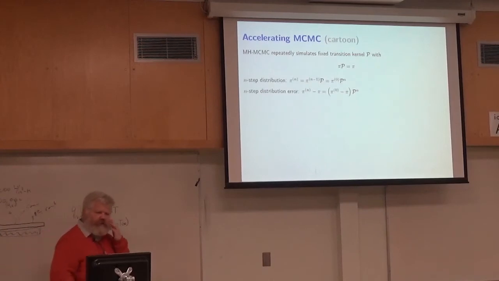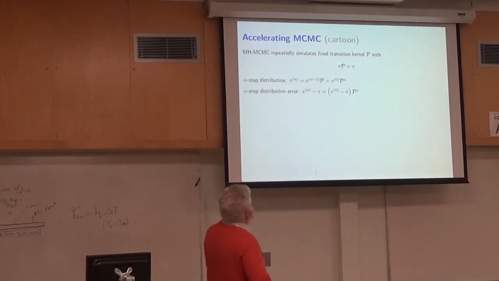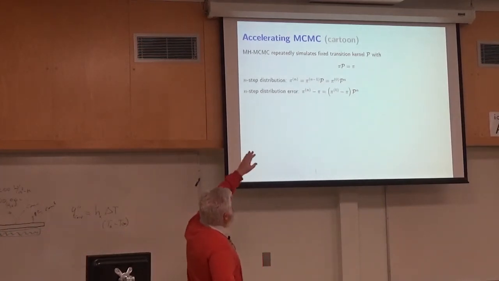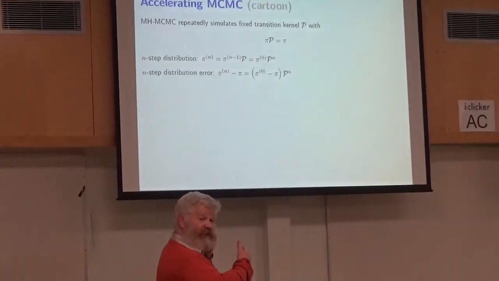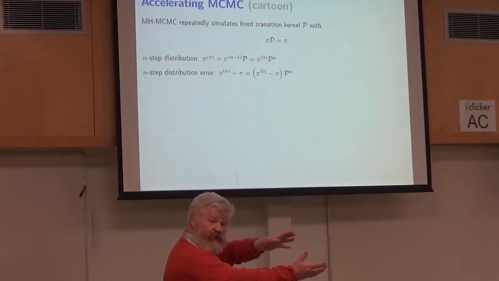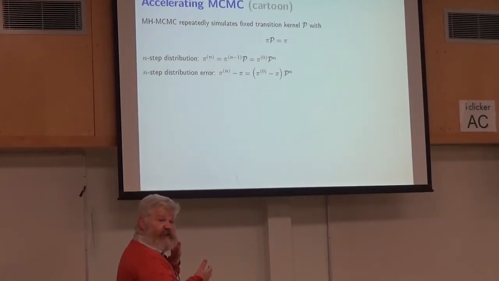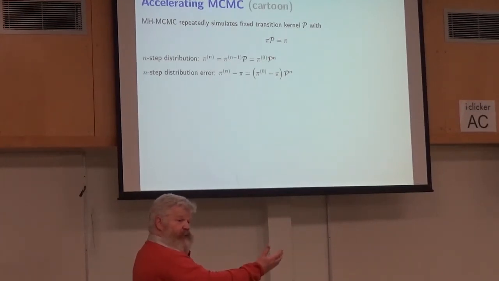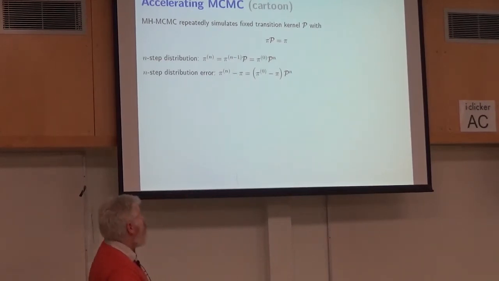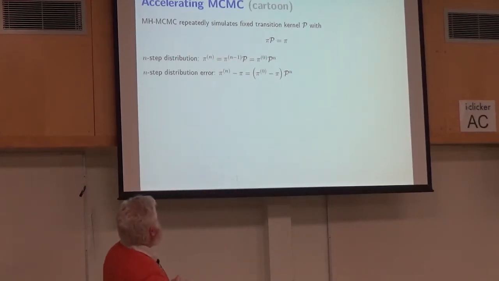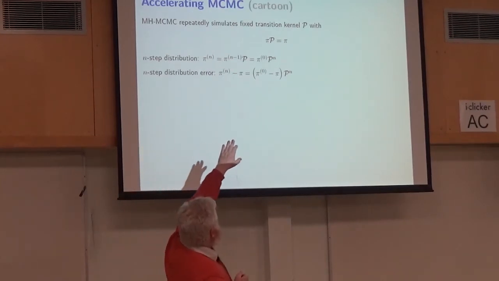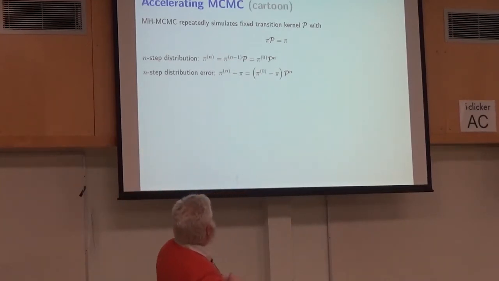So let me just show you a little cartoon of accelerating MCMC. Notice that I put vectors on the left-hand side and matrices on the right-hand side. That's how statisticians do it. You might have grown up in a world in which you drive on the other side of the road. So I say pi P, the vector pi multiplied by the transition kernel P. And the n-step distribution is then the zero-step distribution times P to the n.